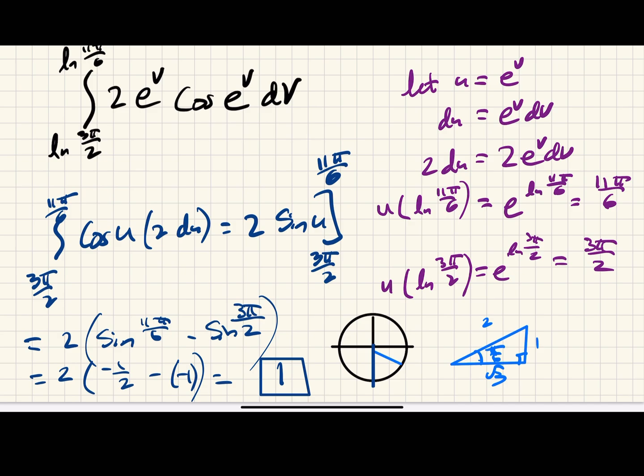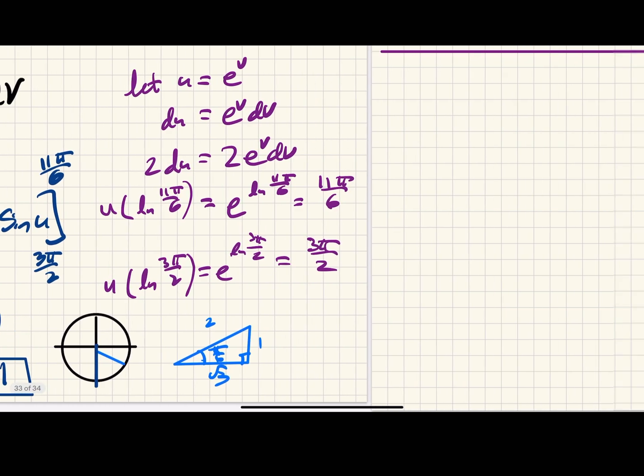And what's the crazy thing about that? If you graph that, 2e to the v cosine e to the v, between 3 pi over 2 and 11 pi over 6, what are you going to find? Its area is going to be 1. Yeah, that's how much paint you need, right? 1 can. Yeah, that's crazy to me. Like that it's 1. It's not like something with a pi in it and everything else. Okay. Any questions about that? This is pretty accessible, isn't it?